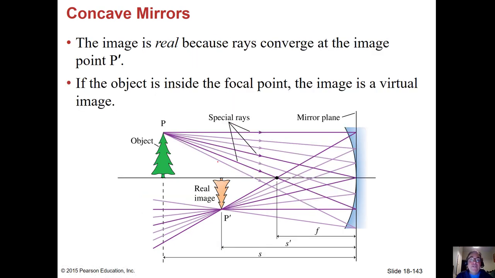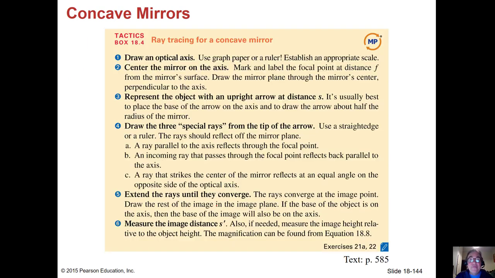Why is it real? That's where the rays actually come together. So if you took a little note card and you put it here, you get a nice sharp real image. You could use this kind of a mirror to start a campfire, just like you can use a converging lens to start a campfire. Okay, so here are some hints for you. Again, you need 2 out of 3 of the rays. This describes how to actually do that.